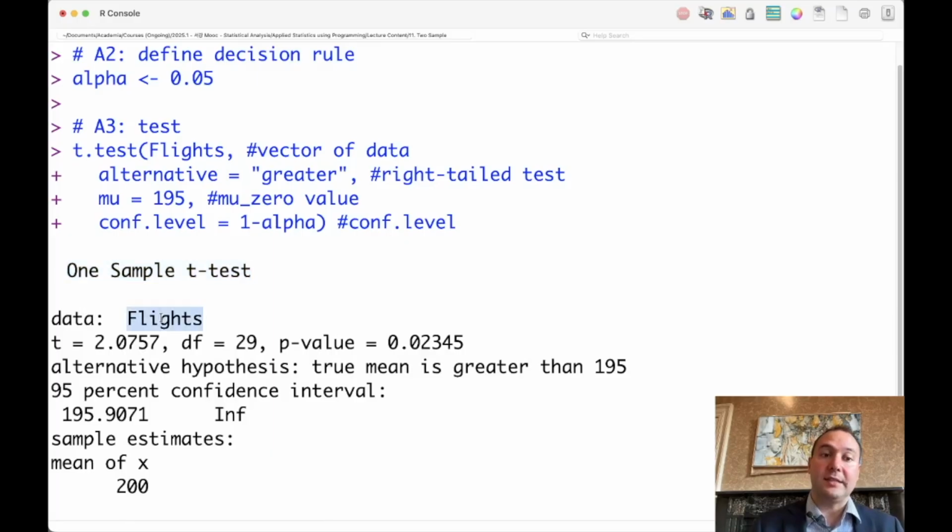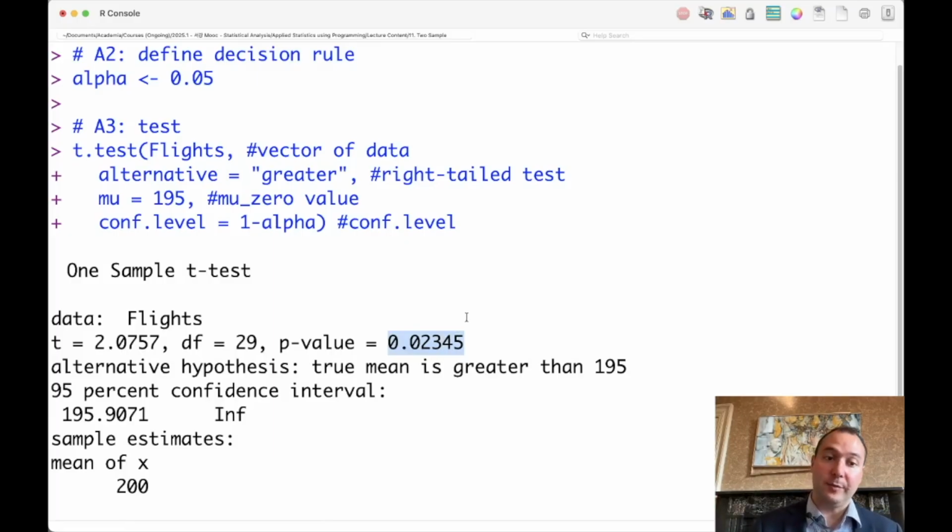The data, it's telling me I used this data. It gives me a t-statistic. It tells me how many degrees of freedom I have, and it gives me a p-value. To use the p-value approach, we can just check if this p-value is less than the alpha value that we want, then we would reject the null hypothesis.